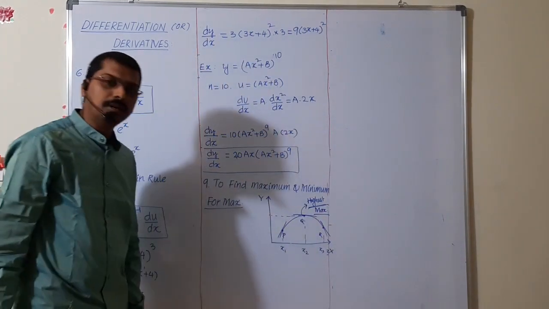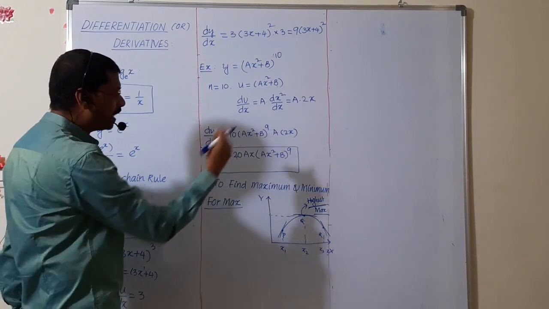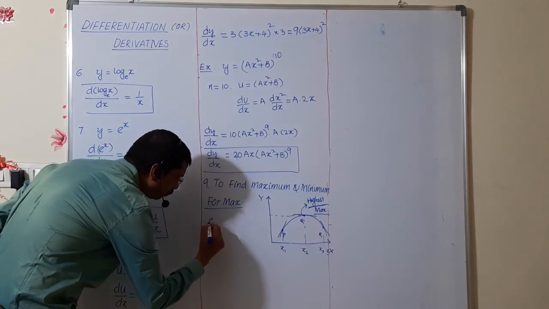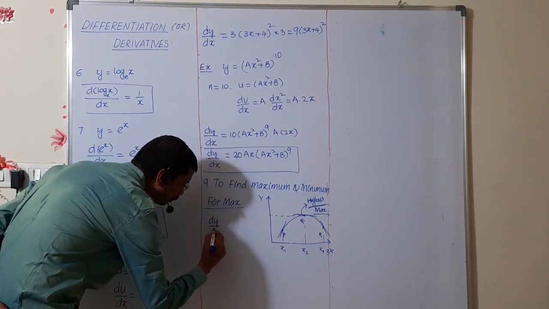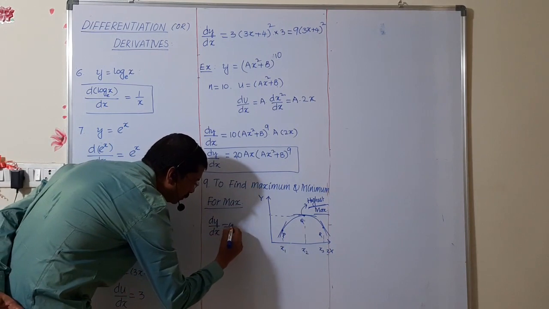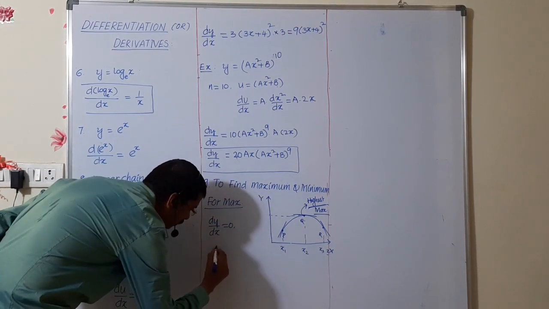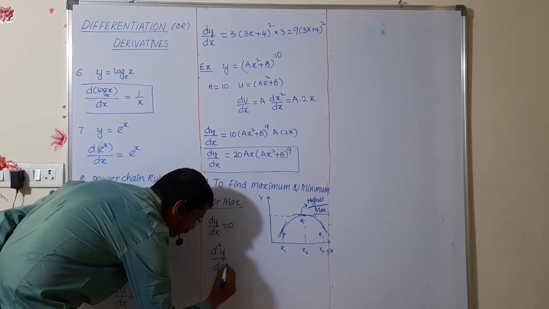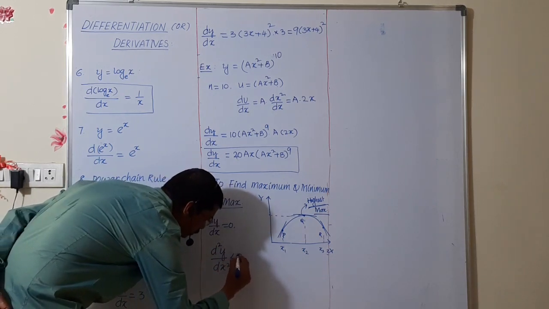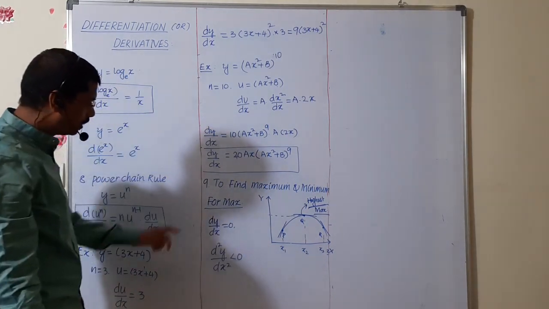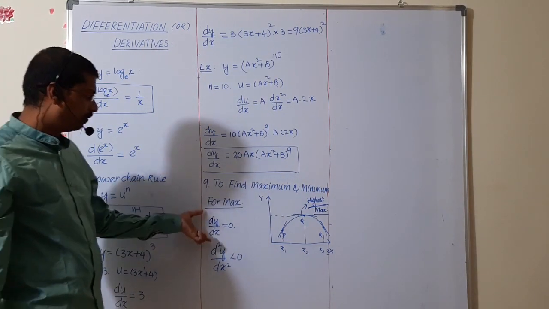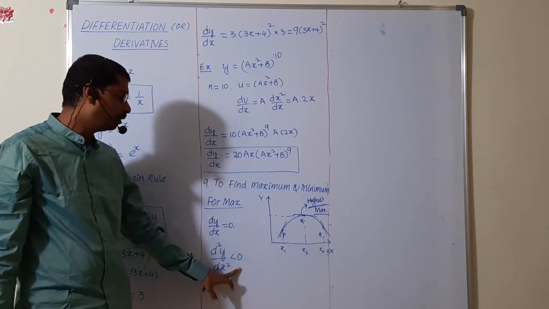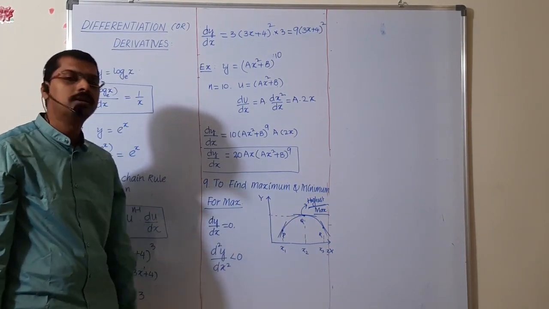At this maximum point, we can write the condition. For maximum, dy/dx is 0 and the double differentiation d²y/dx² is less than 0. This is the condition for the maximum value. Whenever the first differentiation is 0 and the second differentiation is less than 0, we can find the maximum value.